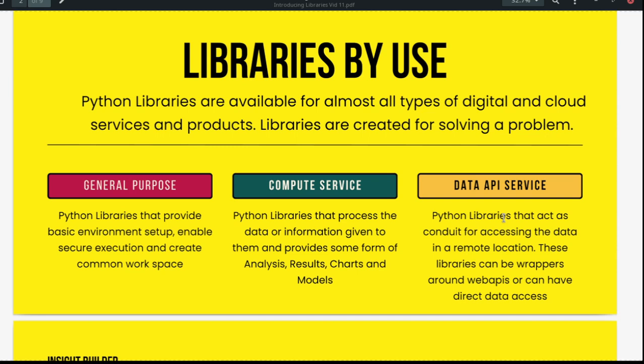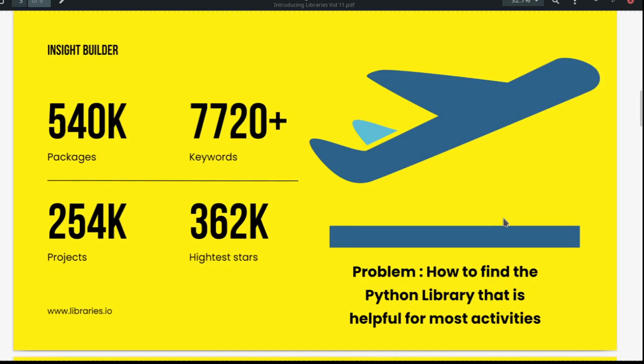And then come the data API libraries or services. These data API libraries fetch the data from the cloud, from the service itself, or from some database and then put it in your execution environment. These are three kinds of libraries. But if you search, for example, libraries.io, this is the place where you will get all the information about Python libraries, like which is at the top, which libraries have the most stars, and all the statistics about Python libraries.